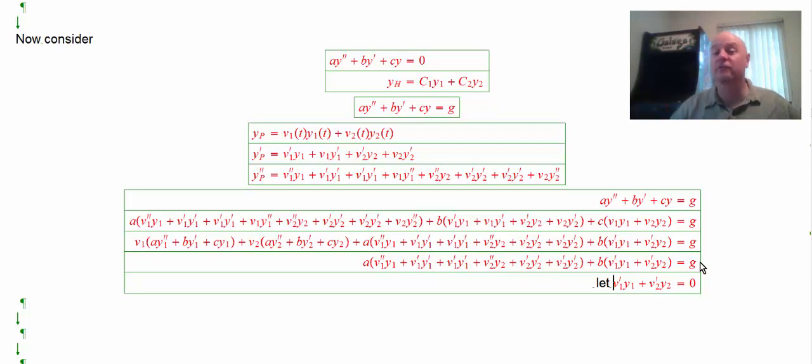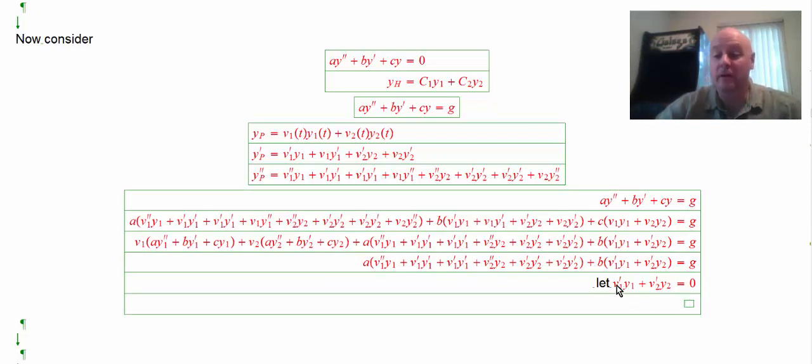Remember, my only goal here is to figure out any V1 and V2, or I guess in this case V1 prime and V2 prime, that work, that solve the differential equation, that when I put in the left side of the equation, hit the target function. That's all I'm looking for.